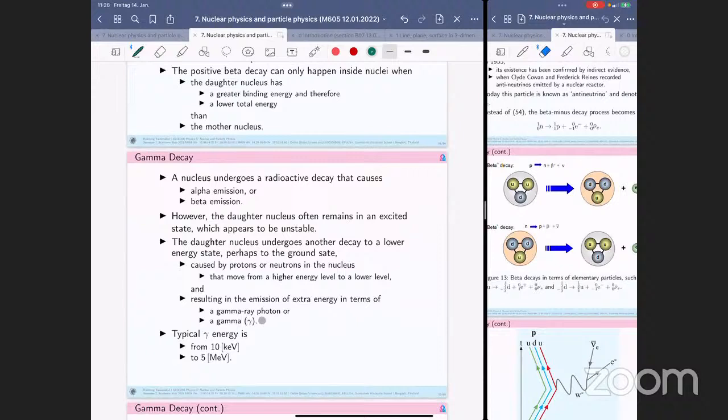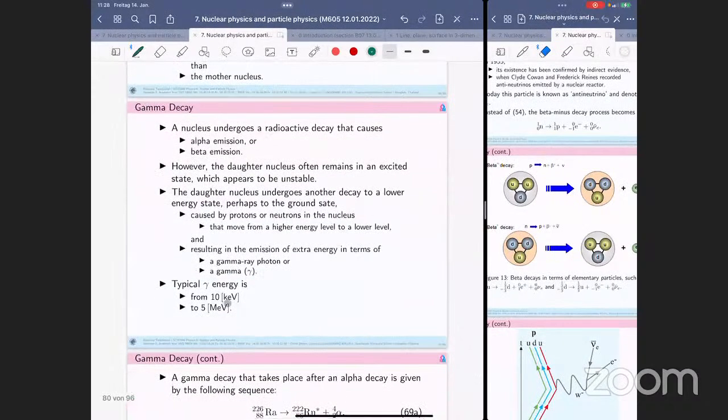Because photons can have different regions, right? There's the light region, ultraviolet, infrared, and so on. But gamma is a region of the photon. And the energy of the gamma ray here is from 10 kilo electron volts to 5 mega electron volts. So it's considerable, right? Yeah, it's quite high.